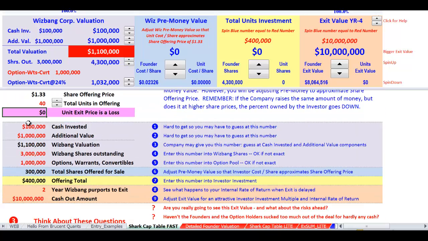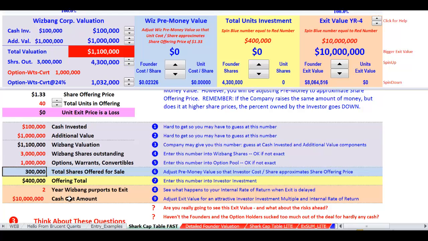Now, the rest of this material here is a little bit difficult for you to get. Sometimes they won't tell you how much cash is invested, but they'll be sure to tell you what the additional value is, and I wouldn't believe it. You also can find out how many Whizbang shares are outstanding, and you also need the number of options, warrants, and convertibles. Don't forget these because they will try not to tell you about them because there is substantial dilution coming ahead in one of these telemarketing deals.